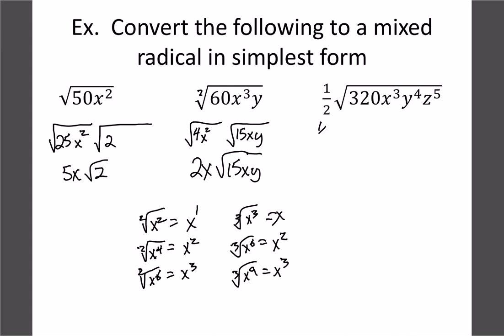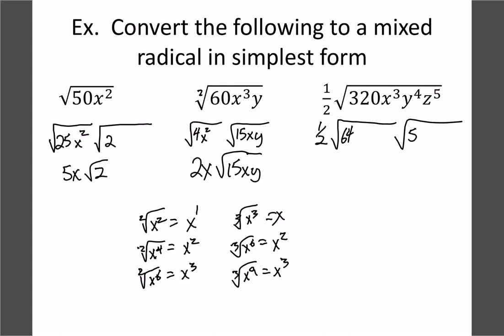So our last one, we got a half. Leave that out for the time being. And now we got to break down our numbers. So 320. 320 won't divide by 81. Let's check. Nope. 320 divided by 64. Yes. So 64 and 5.